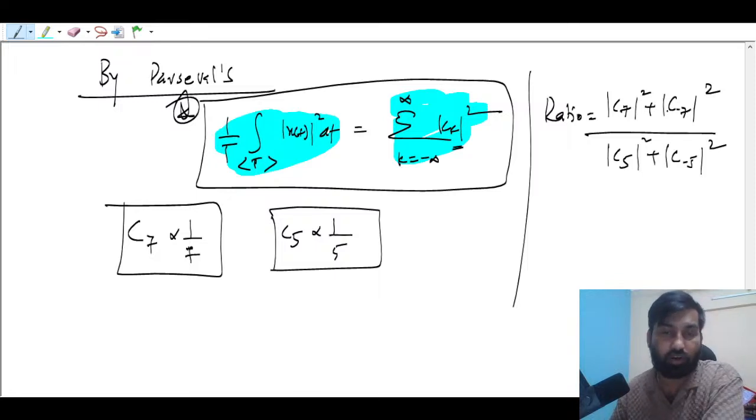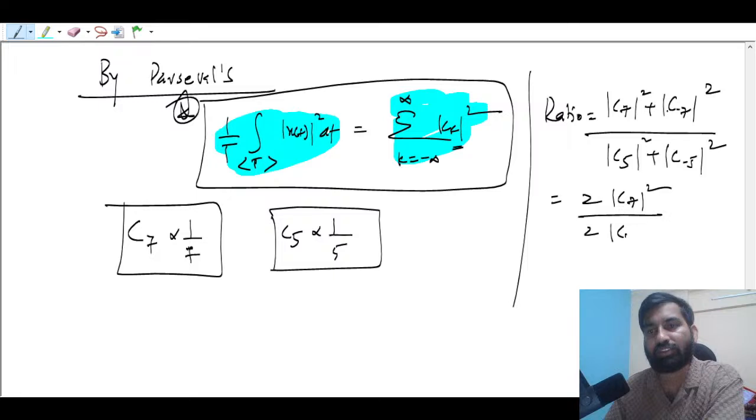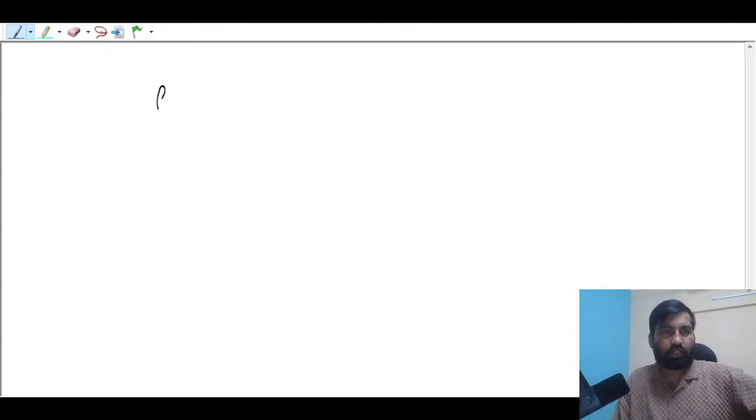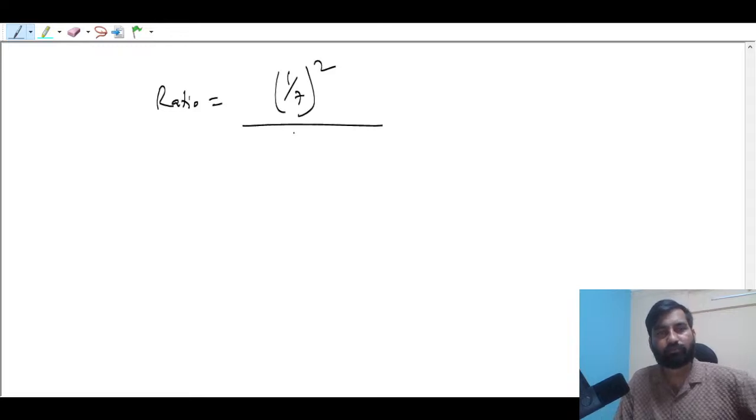Okay, so this is how we have to approach it. Now you know that both are the same. You can say that this is going to be 2 times c7 square by 2 times c5 square, and the 2 cancels, right? Now the ratio becomes what? Ratio is going to be 1 by 7 whole square by 1 by 5 whole square. So this is nothing but 25 by 49, right?